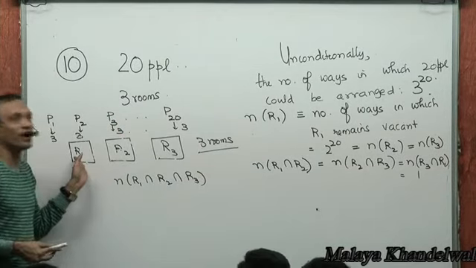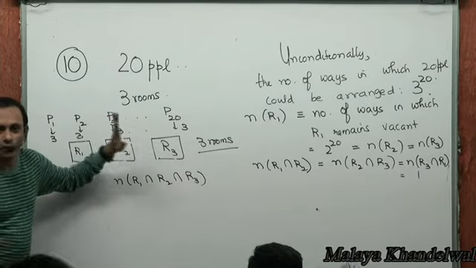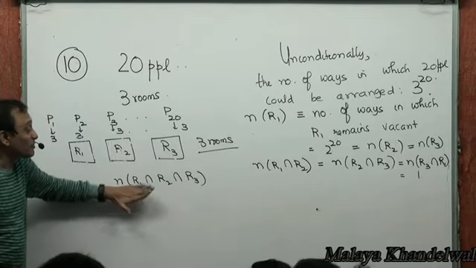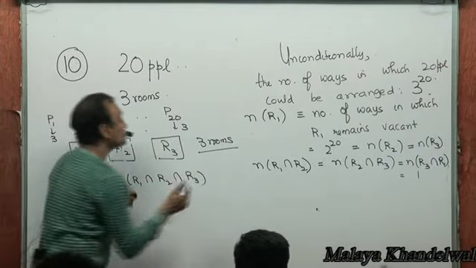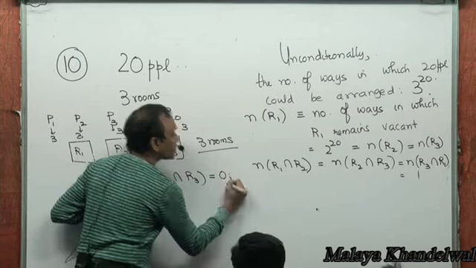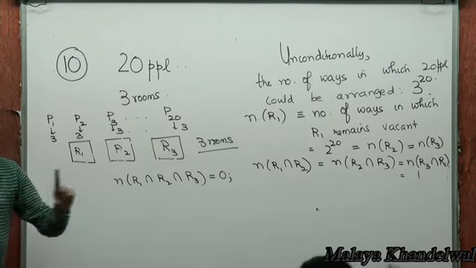Zero, yaar. Where will you hang these people, in the air? You won't send them to the footpath, right? That option is not given, right? So the number of ways in which R1 and R2 and R3, all 3 remain empty, is 0. We are not allowing that to happen, right? Got me?